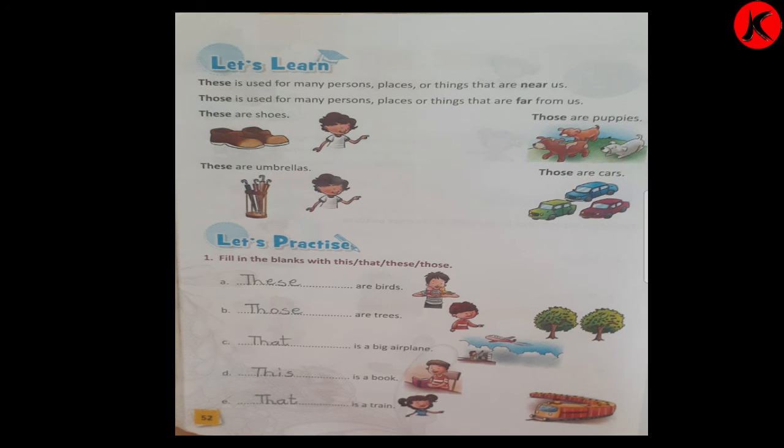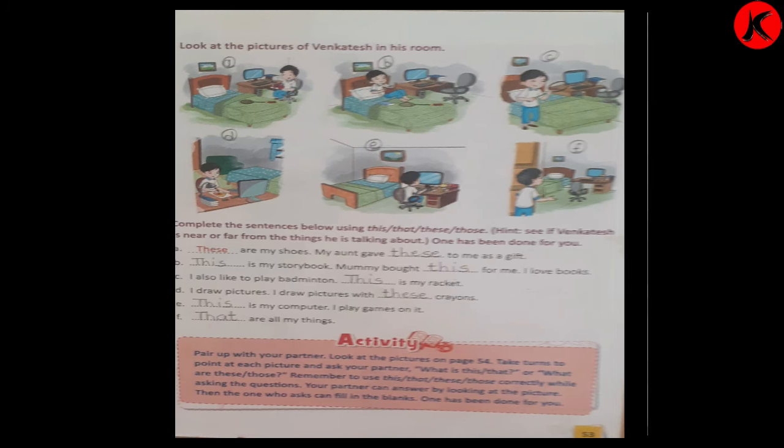So once again we will see. These are birds. Those are trees. That is a big aeroplane. This is a book. That is a train. We'll go to the next page.